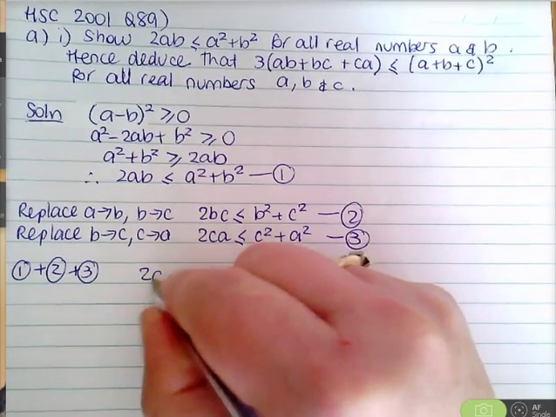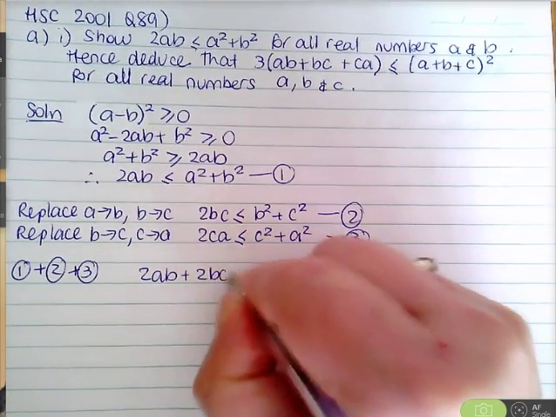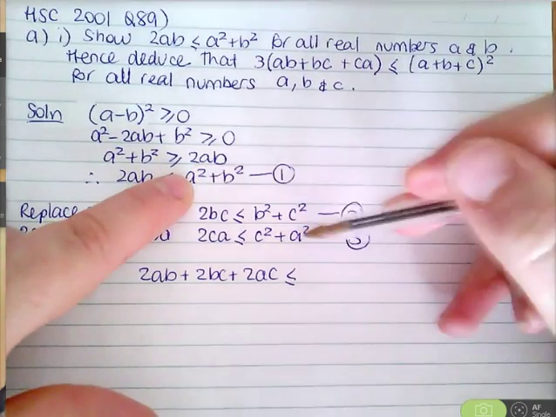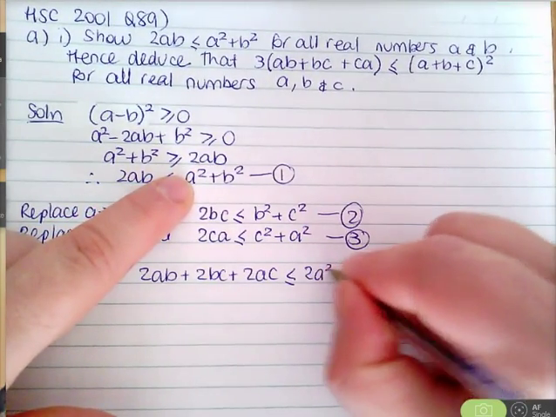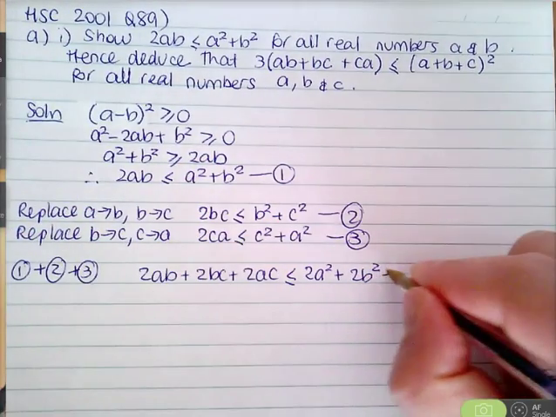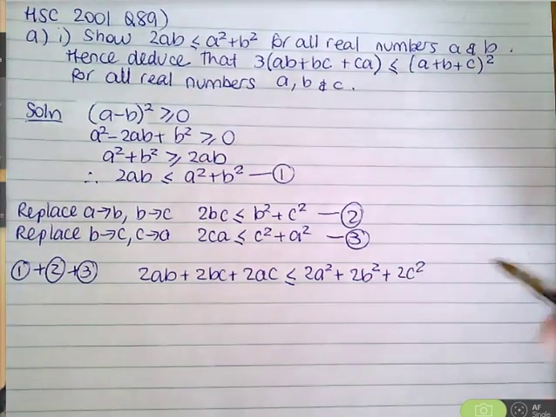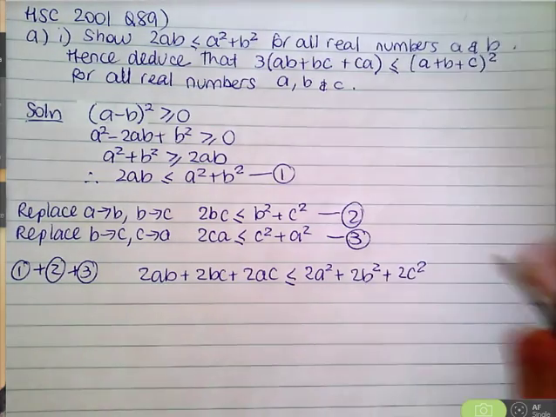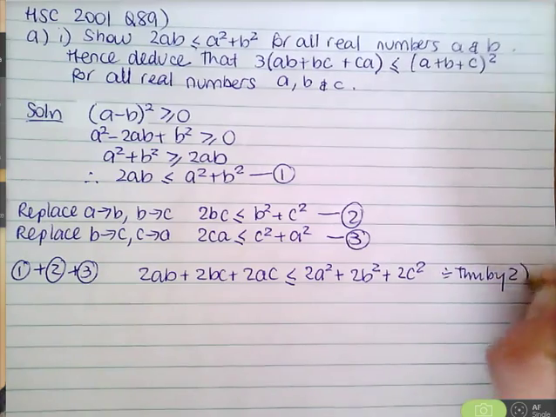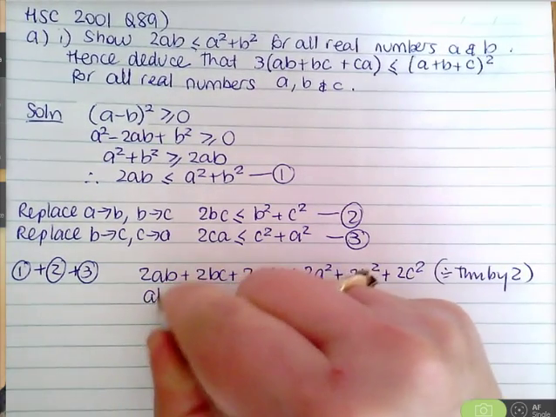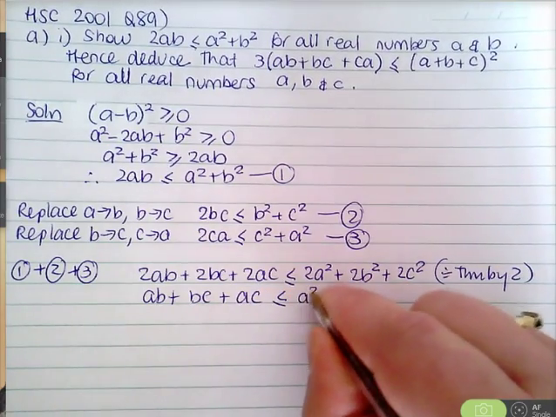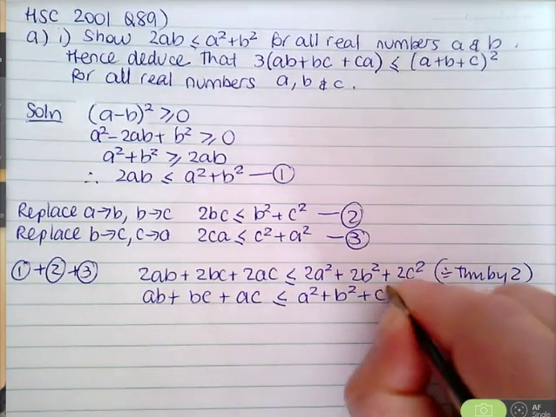And we will get 2AB plus 2BC plus 2AC is less than or equal to, now you've got A squared plus A squared, which is 2A squared. Similarly, the B squared and the B squared, and we've got C squared and C squared. And we're just about there, almost, actually. We can now divide through by 2, and we'll get that AB plus BC plus AC is less than or equal to A squared plus B squared plus C squared.